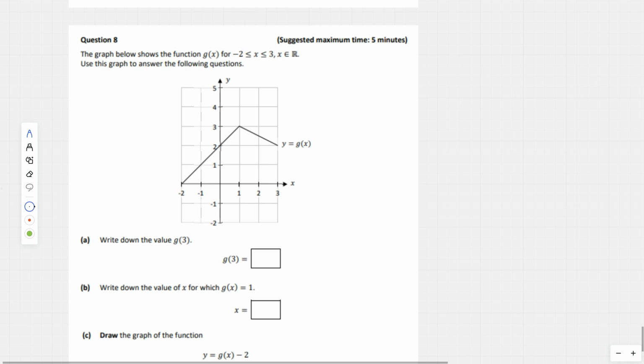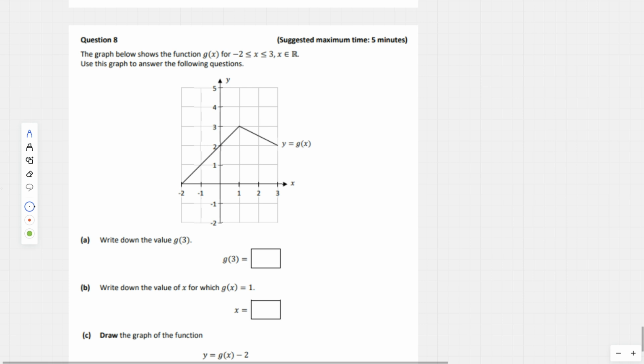The graph below shows the function g of x for x is greater than or equal to -2 and x is less than or equal to 3, and x is a real number. So we have to use this graph to answer the following questions. For part A, we have to write down the value g of 3.